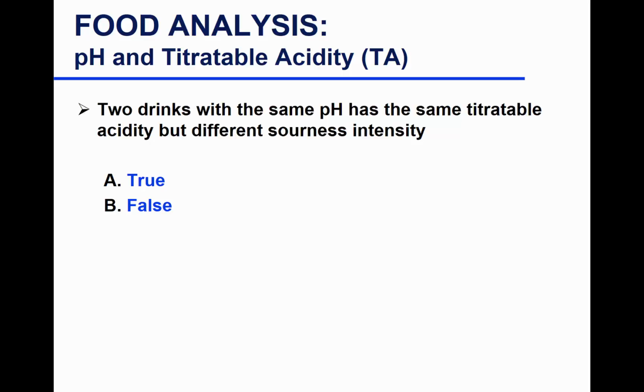So if two drinks have the same pH, it doesn't mean they have the same titratable acidity. Or if two acids have the same titratable acidity, it doesn't mean that they have the same pH because they might dissociate differently. But the total acidity is what contributes the most to the flavor. So if we cross out the same and say different titratable acidity and different sourness intensity, then it becomes true.